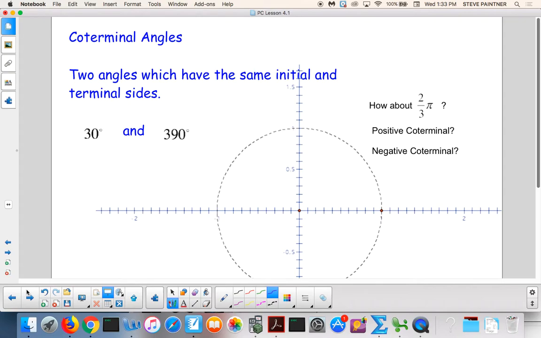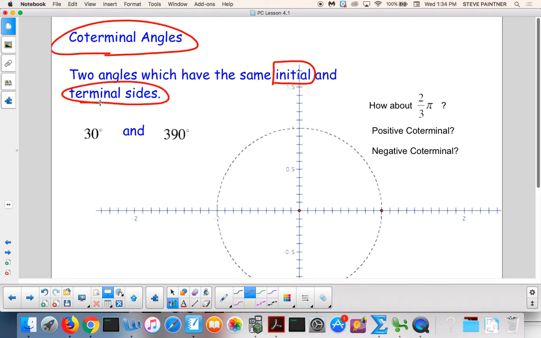Okay, what's this? You're going to be asked several times, give me the coterminal angle. Well, what's a coterminal angle? Two angles which have the same initial and terminal side. So they're trying to tell you this and this are coterminal.